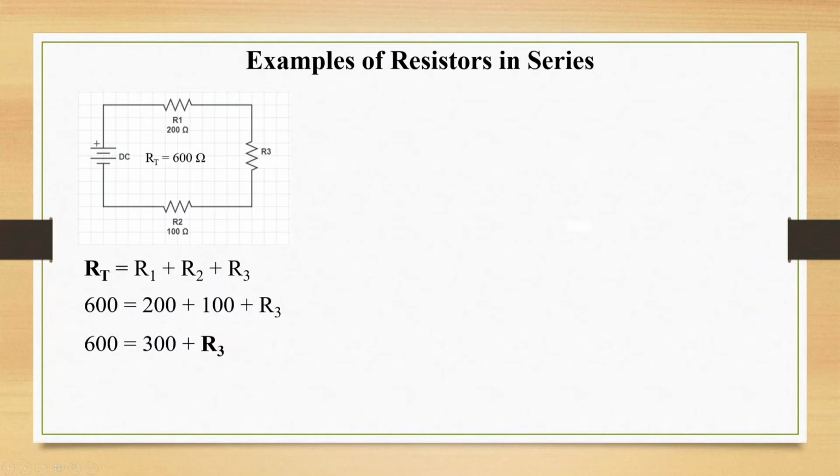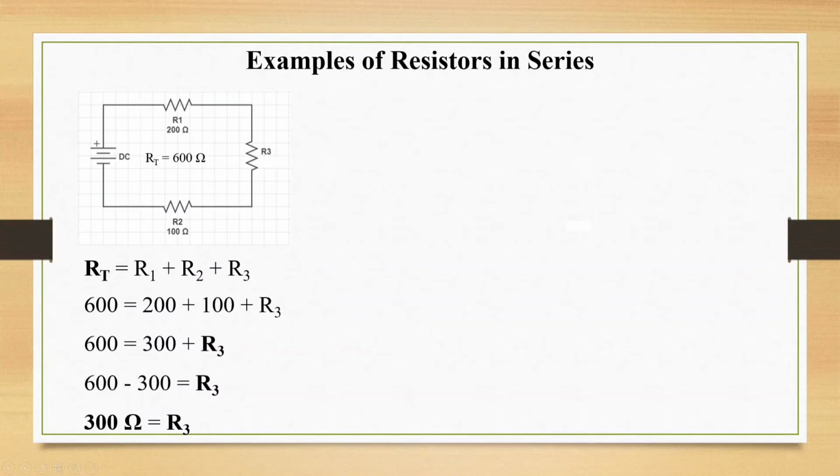Then you move the 300 to the other side and it becomes negative. So 600 minus 300 is equal to R3. Then perform the operation: 600 minus 300 is equal to 300 ohms. So the value of resistor 3 is 300 ohms.